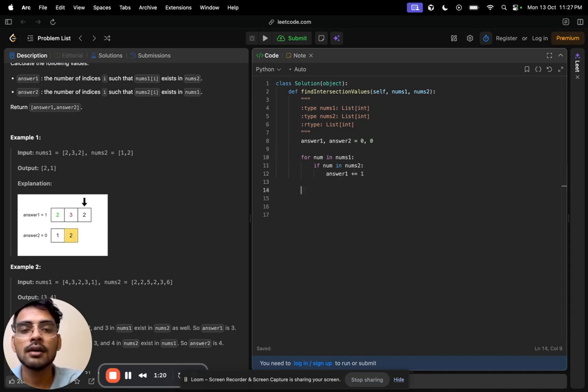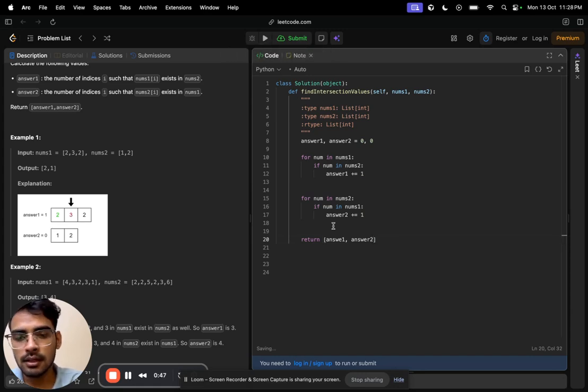Similarly for nums2, we will be again doing the same, but now we will be running the loop inside nums2. So this will be increasing answer2. At the end we will be just returning a list containing answer1, answer2, right? Let's run this.